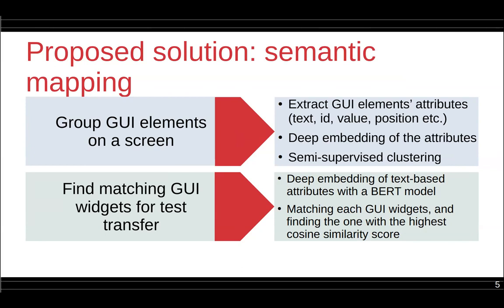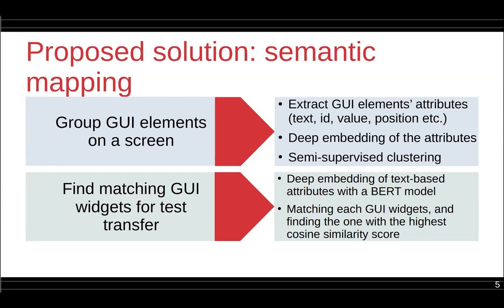The next step is embedding such attributes for further clustering. I use deep embedding. I use one of the BERT models for it called SBERT. So I treat such embeddings as sentence level embeddings. And after that, I apply a semi-supervised clustering technique. I have tested quite a lot of them, but some of them are k-means, self-organizing maps and also label propagation.